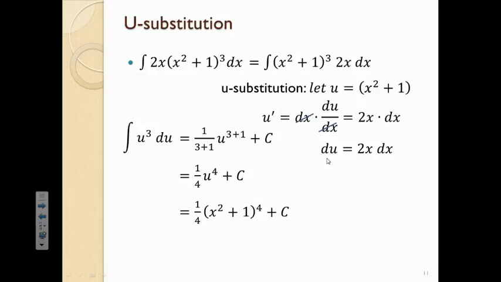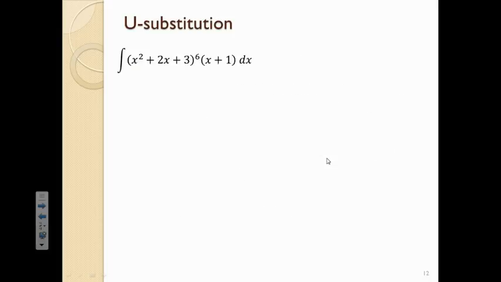Now, a third example in using u substitution. Here we have the integral of x squared plus 2x plus 3, all raised to the 6th power, times the quantity x plus 1 dx.